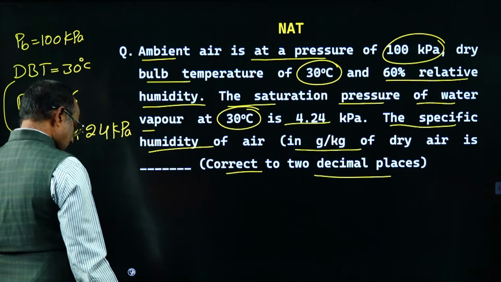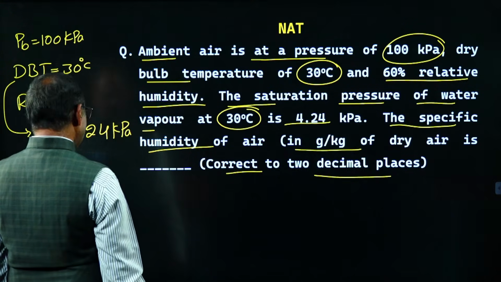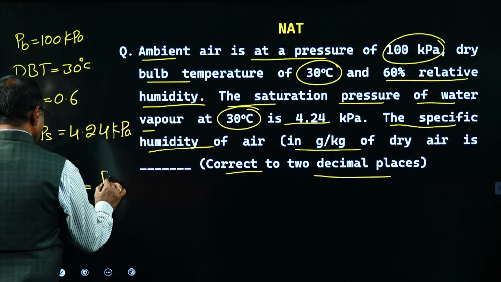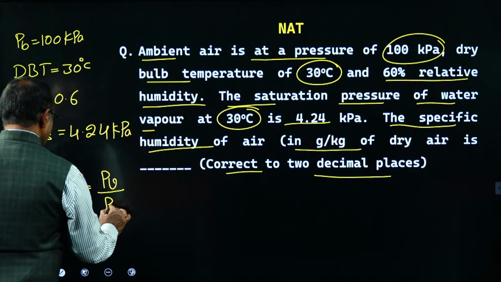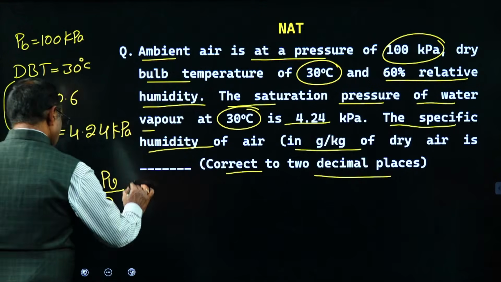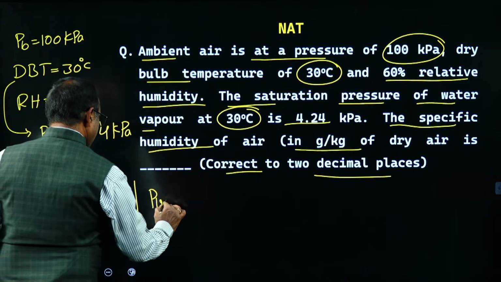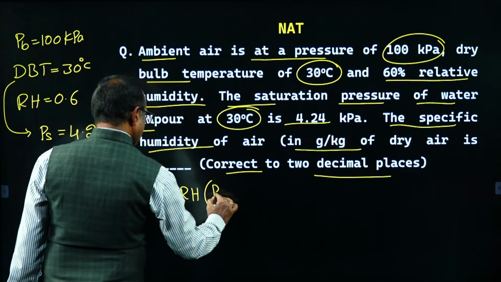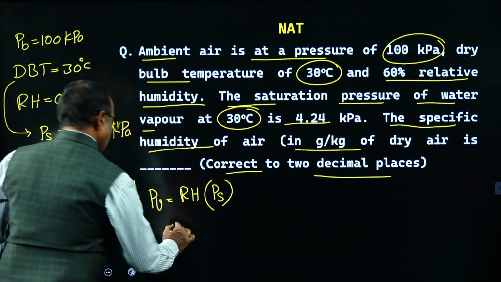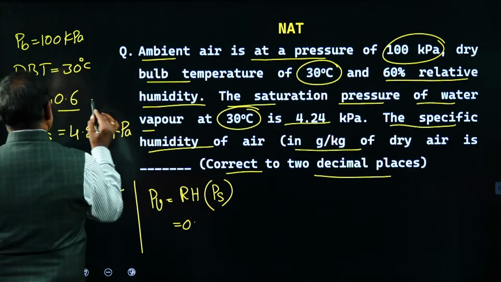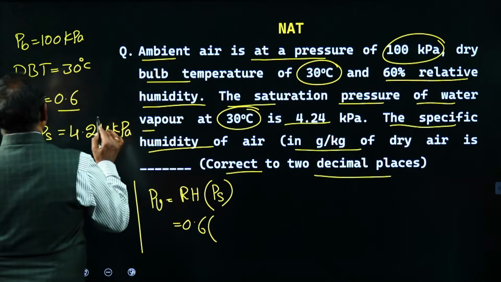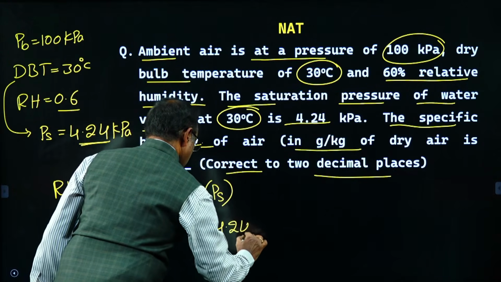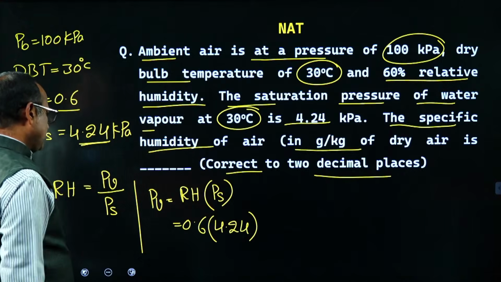For that, let us take the relative humidity formula first. RH value equal to ratio between the partial pressure of water vapor and partial pressure of the saturated water vapor. From this I can write that partial pressure of the water vapor equal to RH times the partial pressure of the saturated water vapor. RH value 0.6 given, partial pressure of the saturated water vapor 4.24. That is the partial pressure of water vapor.